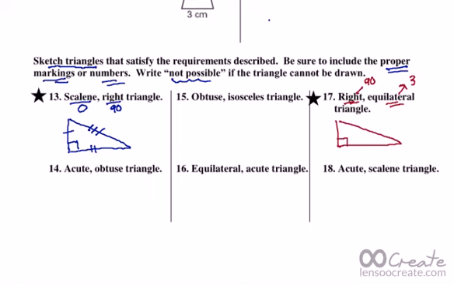The problem with that is opposite this big angle, we have to have the longest side. So it's not possible for the longest side to be the same as the other side. They must be different. And so we're going to write not possible. You cannot have a triangle that is both right and equilateral because it must have one side that is the longest and therefore not the same as the others.